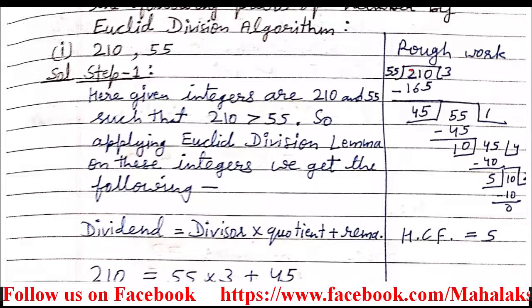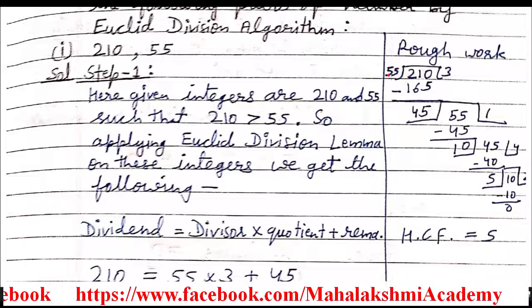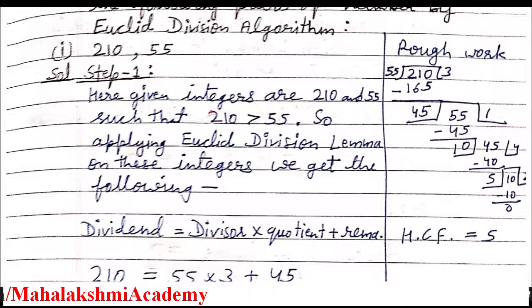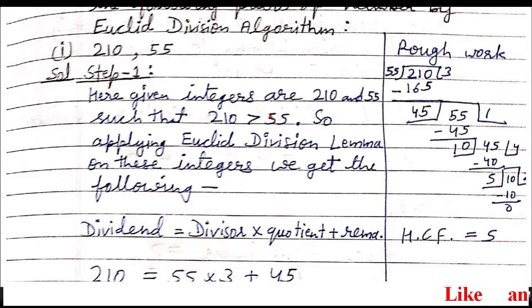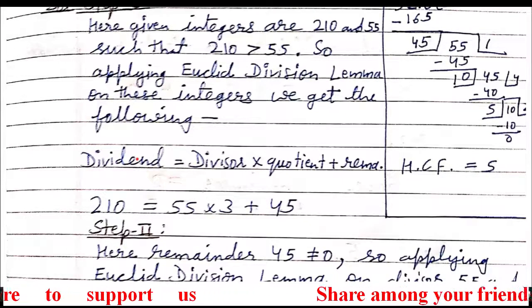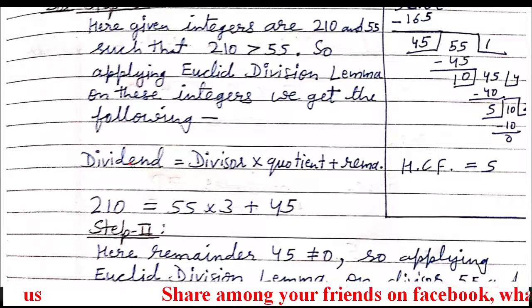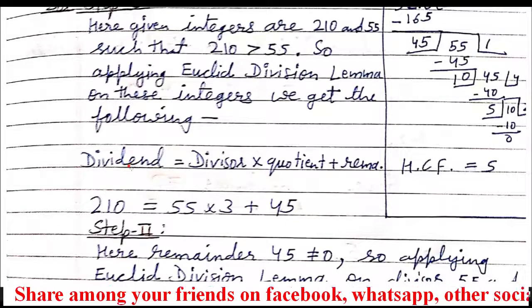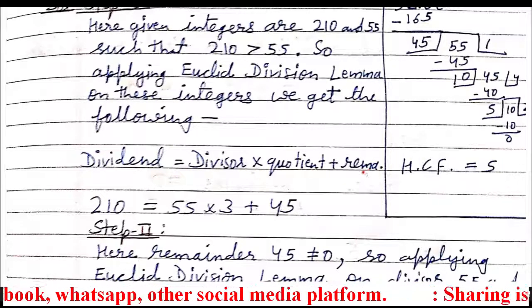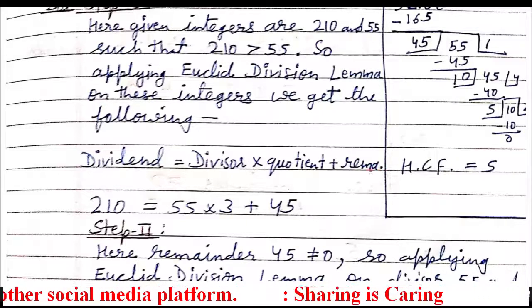In the first step, 210 is divided by 55. Now we have to write that down. Just see how we have to write the statement. Here the given integers are 210 and 55 such that 210 is greater than 55. So applying Euclid's division lemma on these integers, we get the following result. Euclid's division lemma is not new, it's only the division rule. And what is the division rule? Dividend is equal to divisor multiplied by quotient plus remainder. I didn't get the space, so I wrote remainder in short.